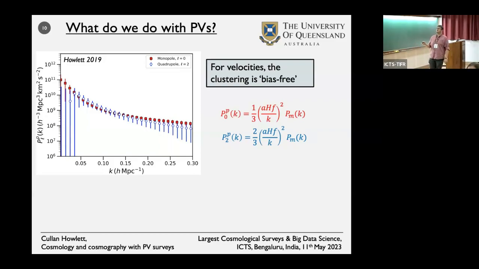And the term at the front here is directly proportional to the growth rate squared. There's no galaxy bias in here. And almost just by fitting the amplitude of this curve, you can get a constraint on the growth rate. So that's why they're very powerful.